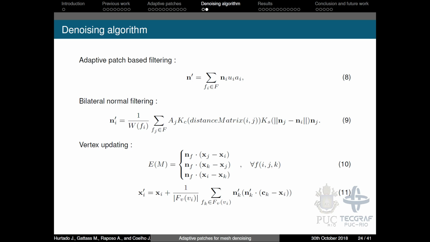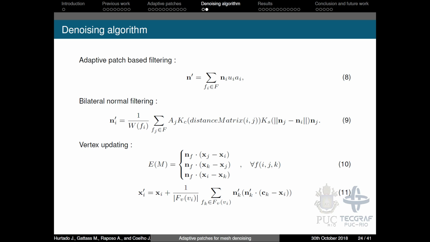So the filtering based on the patches is just an average of the normals, using as weights the corresponding values of the membership function and the area of each triangle. And in the case of bilateral normal filtering, we use as a spatial distance the distance between the centers of the triangles, and as a signal distance the distance between the normals of the corresponding triangles.